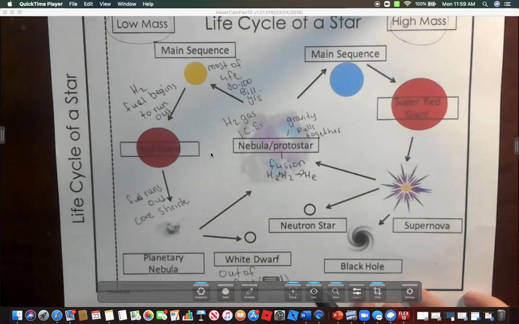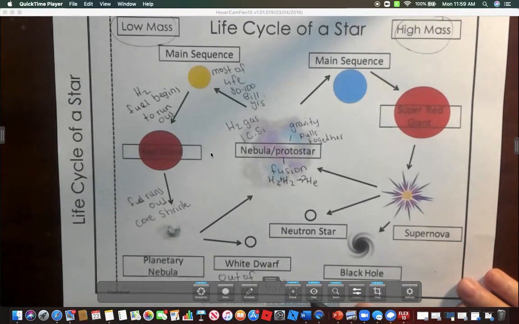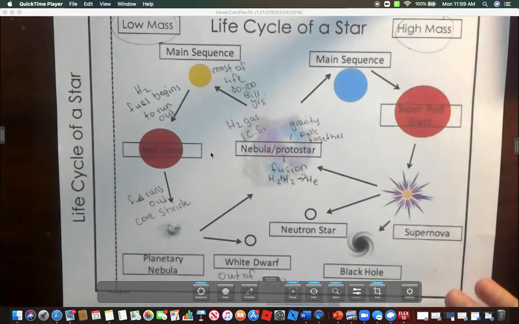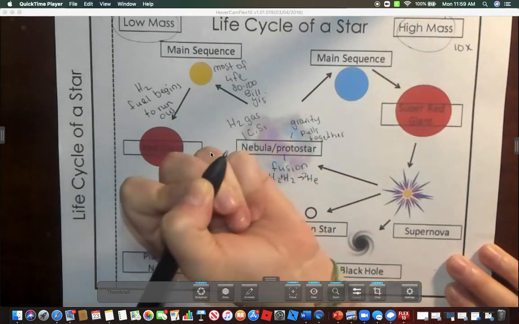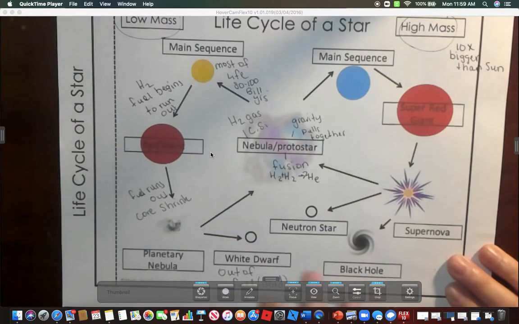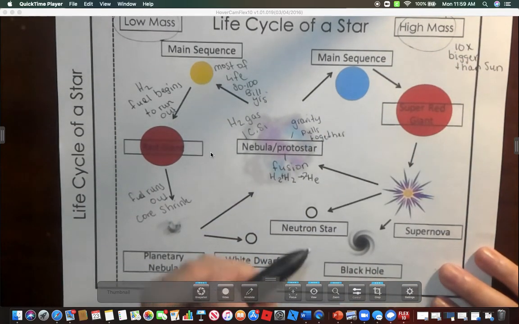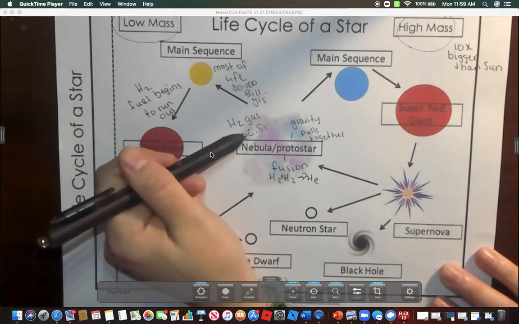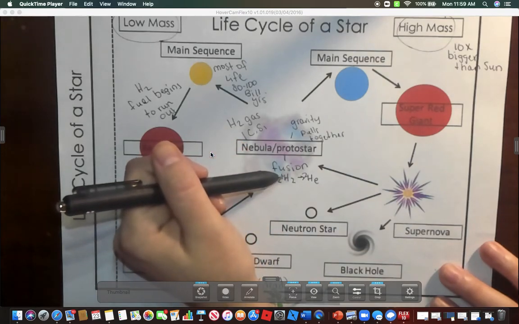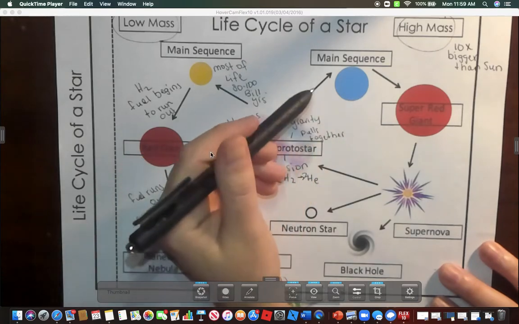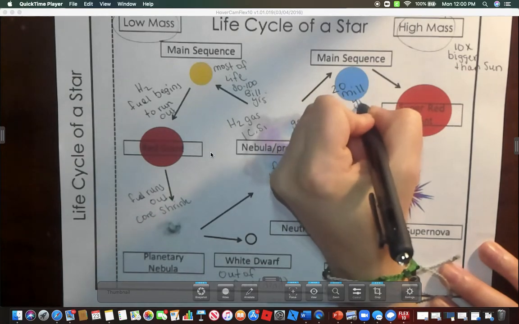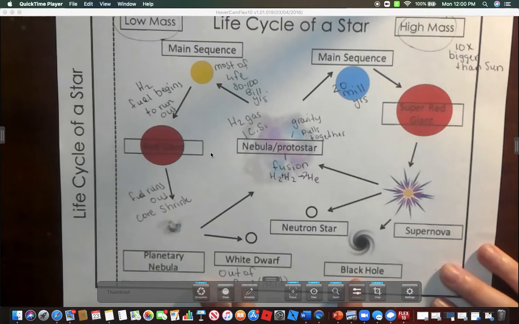Okay, now we're going to talk about the high mass stars. High mass stars are much bigger than our sun. A high mass star, we're talking 10 times bigger than the sun. So those are really, really big. When we have a high mass star, we're going to start with the same process. We have hydrogen gas, carbon and silicon dust, gravity pulling it together, and fusion beginning. Once fusion begins and we get our main sequence star, we're looking at about 20 million years for that star to stay as a main sequence.